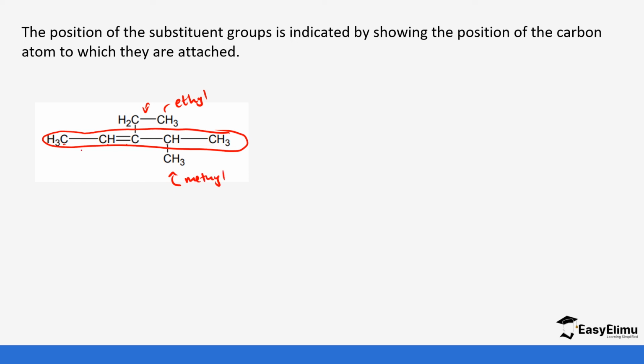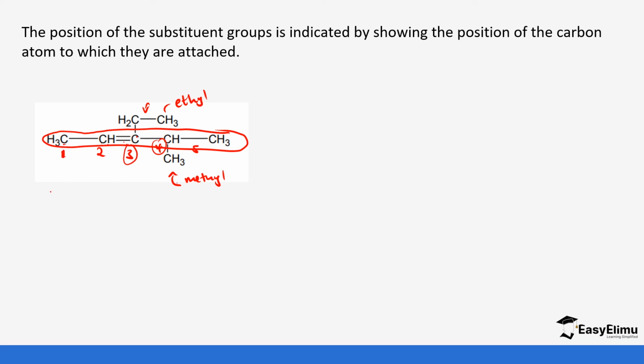We said when we are numbering, we prefer the double bond. So we are going to number from this side 1, 2, 3, 4, 5, because this side gives the double bond, which is in carbon number 2, the least number. That tells you our ethyl group is in carbon number 3 and our methyl is in carbon number 4. So when we are naming, remember what we said: when you have more than one, you name alphabetically. You notice ethyl comes before methyl.